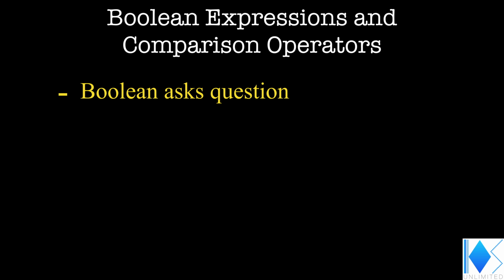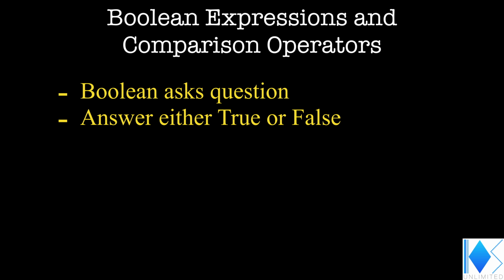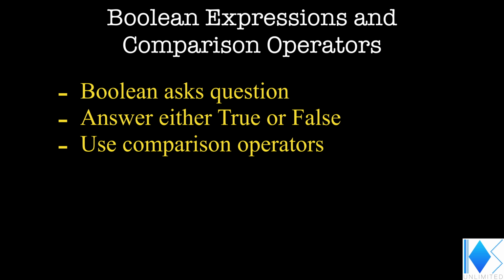Boolean expressions ask a question and produce a true or false result, which we use to control program flow. We use comparison operators to evaluate Boolean expressions to either true or false. Comparison operators compare variables, and they do not change the value of the variable.